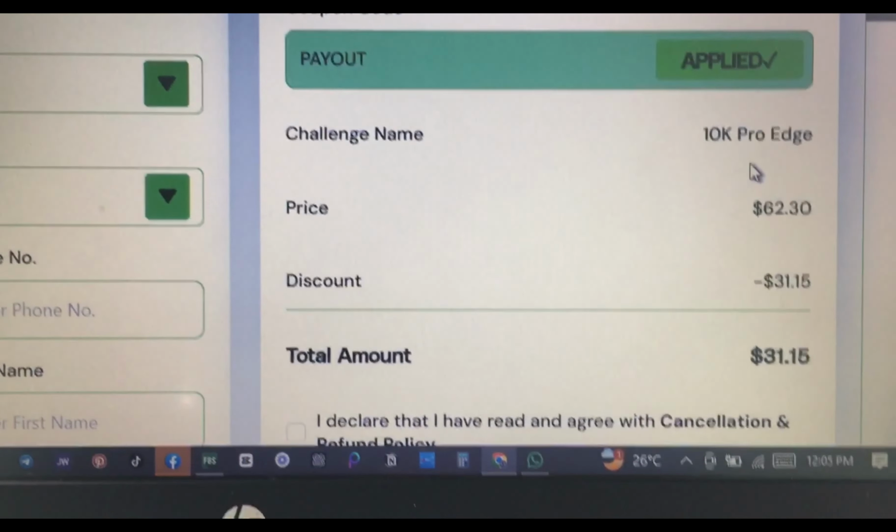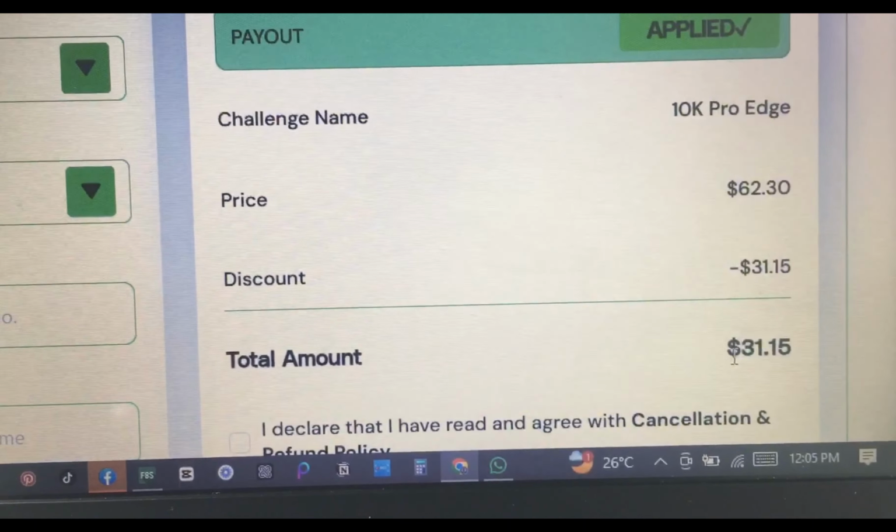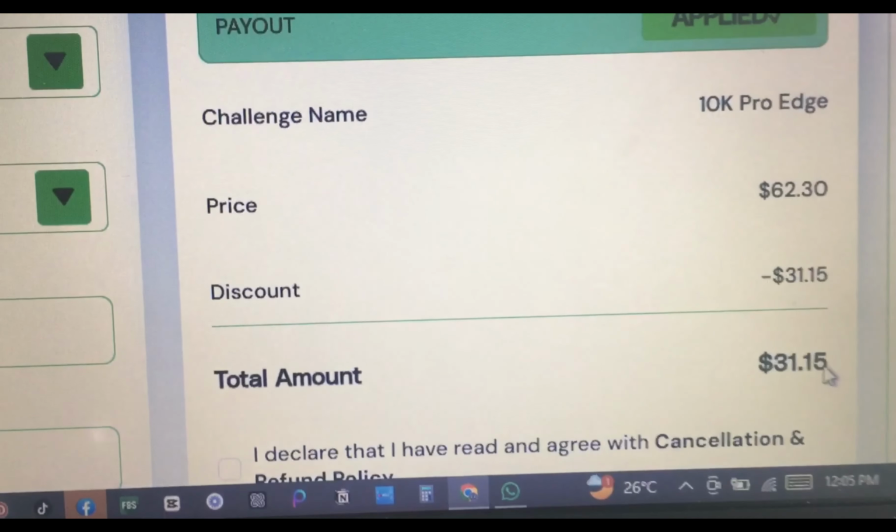As the code has been applied, the money we are going to be paying is 31.15. So let's pay. And guys, once I make the payment and they've sent me the login, I'm definitely going to update you. Tomorrow is Wednesday, so we'll start trading from tomorrow.